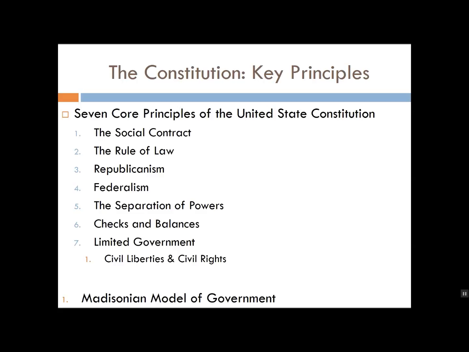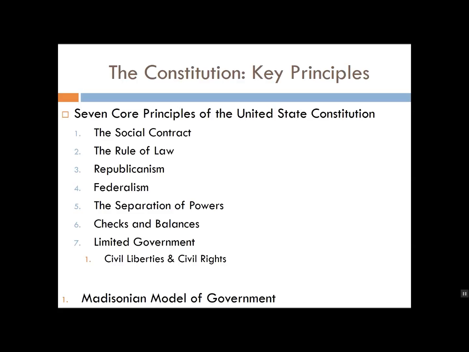Taken together, points 6 and 7 are the core characteristics of what we call the Madisonian model of government. And again, these ideas of separated powers and checks and balances had been bouncing around in European political philosophy for a very long time. But the United States was the first group of people of European descent to actually try these ideas out in practice.